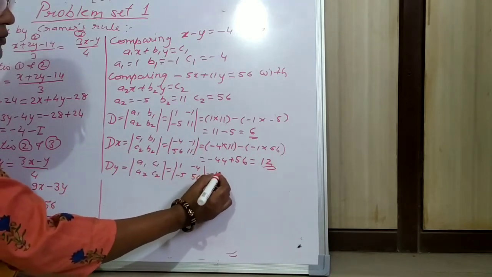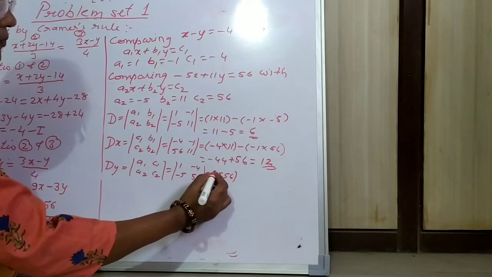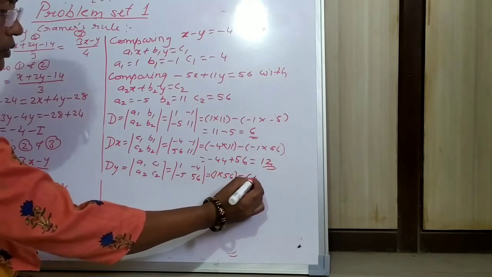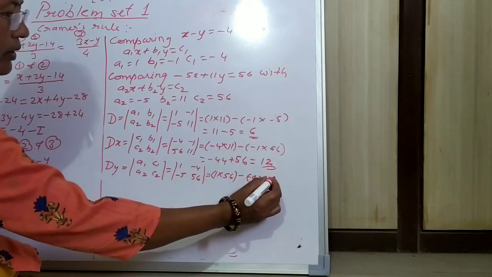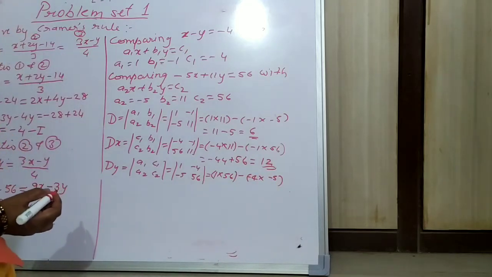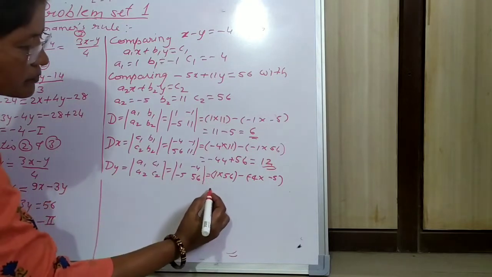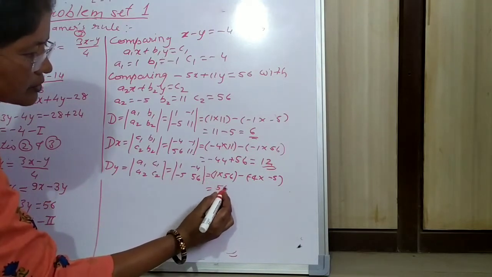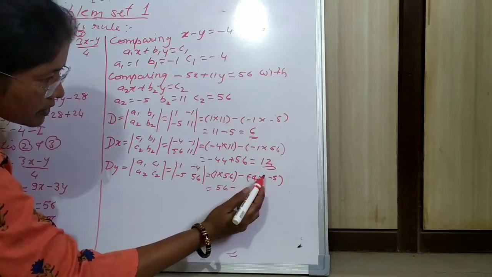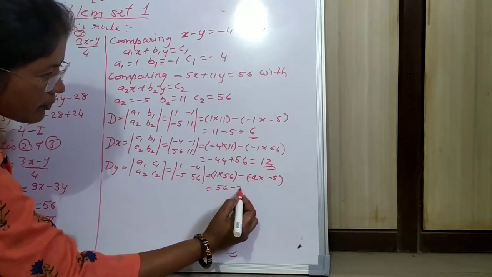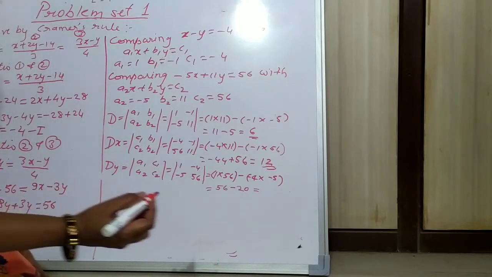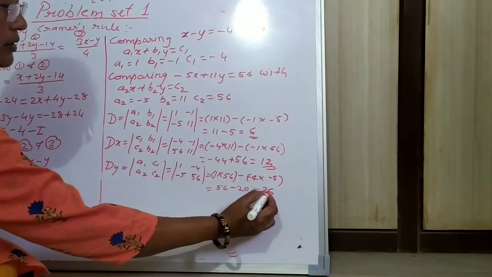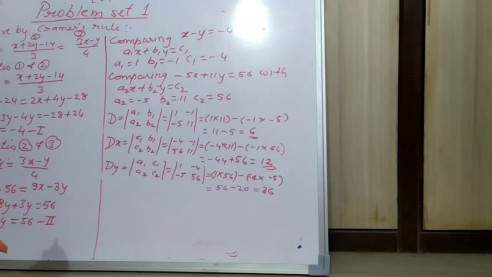1 into 56, minus 4 into minus 5. So when you solve this you will get 56 minus, you can say plus, 4 into 5, 20, plus 20. So 56 minus 20, it is 36. Now we got the values of d, dx and dy.